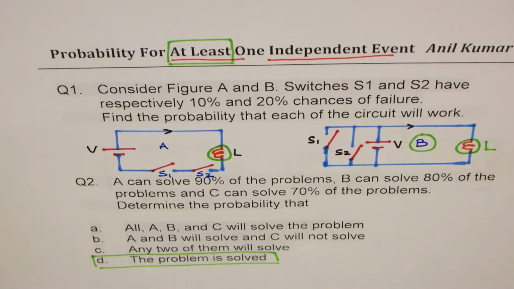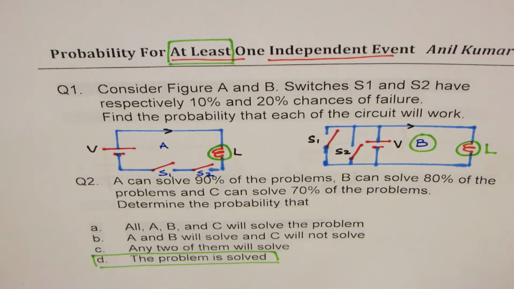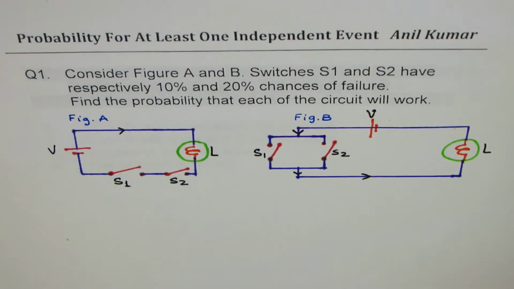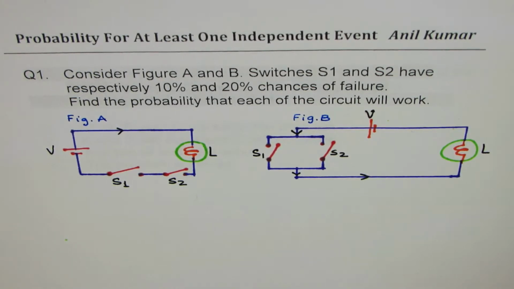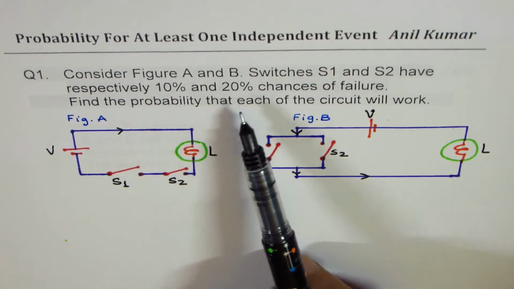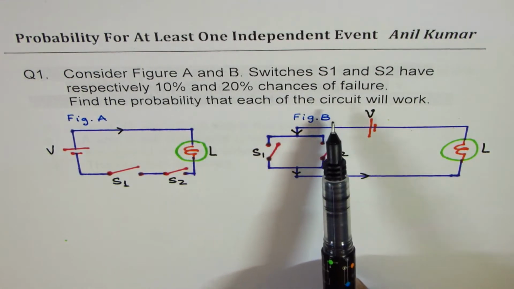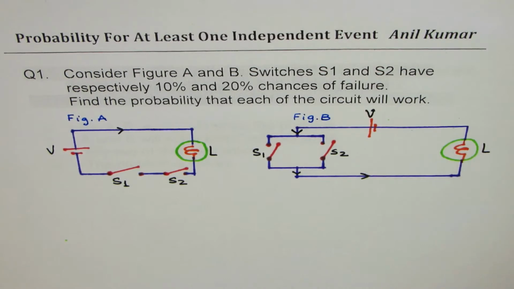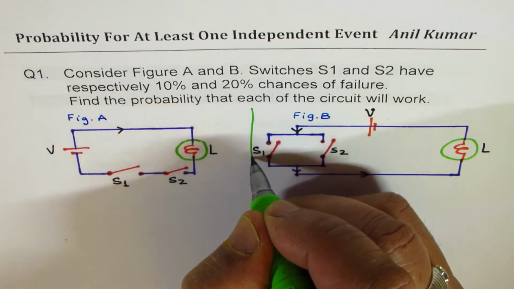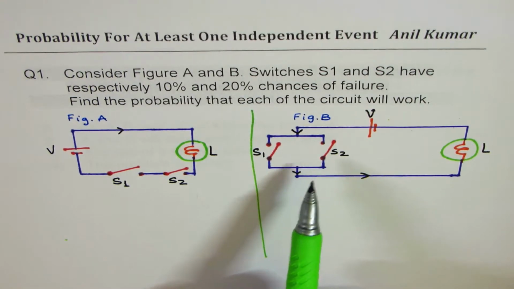And now let us solve these questions and see how we can find the probability of occurrence of at least one event for independent events. Here is question number 1. Consider figures A and B. Switches S1 and S2 have respectively 10% and 20% chances of failure. Find the probability that each of the circuits will work. Now in this particular example, as we discussed earlier, we are given two scenarios. Here the switches are in series and here the switches are in parallel, right?